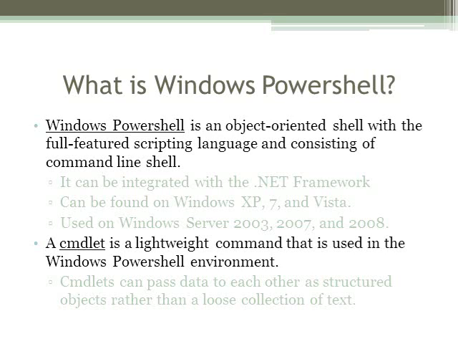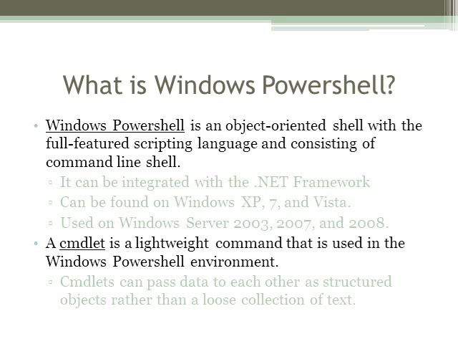A lot of people know, and a lot of people don't know, what Windows PowerShell is. So what is Windows PowerShell? Windows PowerShell is an object-oriented shell with a full-featured scripting language, consisting of a command line shell. However, it can be integrated with the .NET Framework, like .NET Framework 2.0, 3.0, or even 4.0 or higher. Windows PowerShell can be found on Windows XP, Windows 7, and Windows Vista.